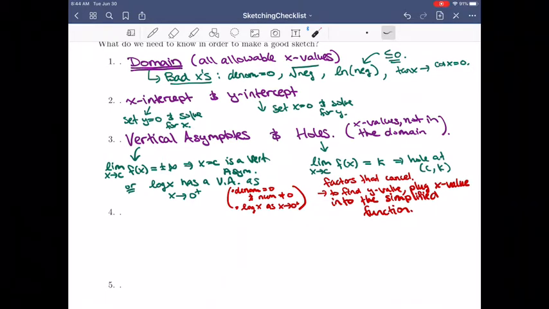Now you could have that they're both 0, but there's some canceling, but then the denominator is still 0 even after that canceling. Then you're going to get a vertical asymptote. Okay, so that's sort of what's going on there. So another thing we want to look for is horizontal asymptotes.